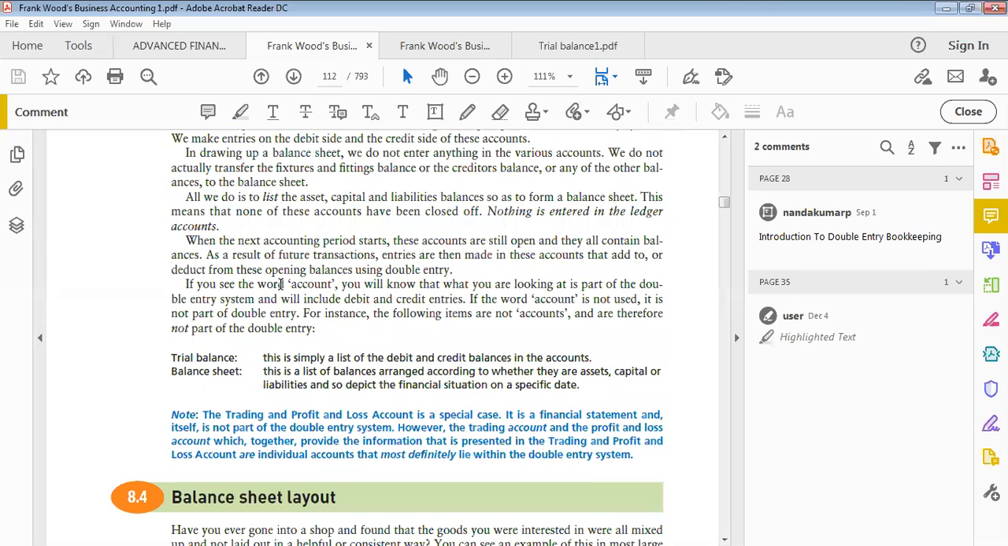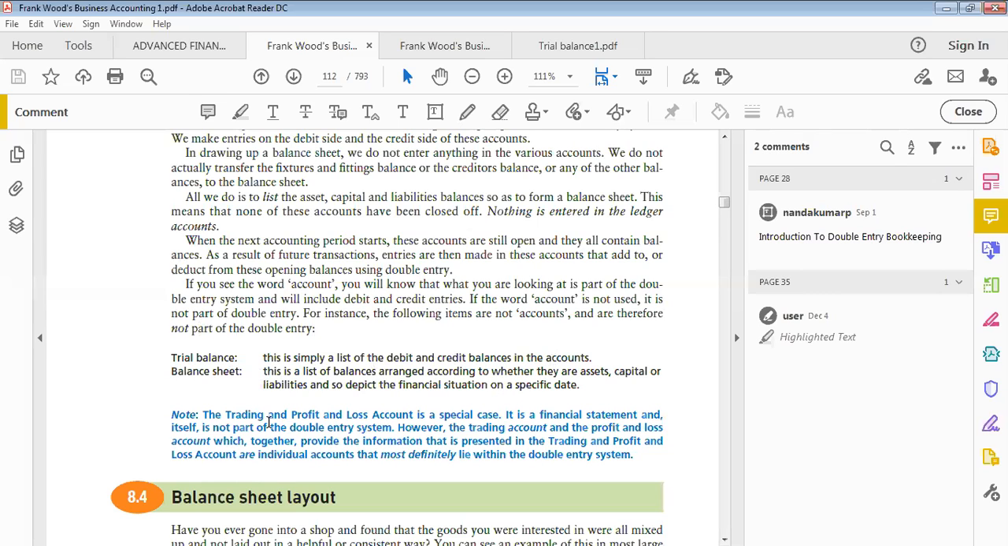If you see the word account, you'll know that what you are looking at is part of the double entry system and will include debit and credit entries. If the word account is not used, it is not a part of the double entry system. For instance, the following items are not accounts and are therefore not part of the double entry. Trial balance, this is a simple list of the what? Debit and credit balances in the accounts. Balance sheet is not an account. This is a list of what? Balances arranged according to whether they are assets, capital, or liabilities, and so depict the financial situation on a specific date.